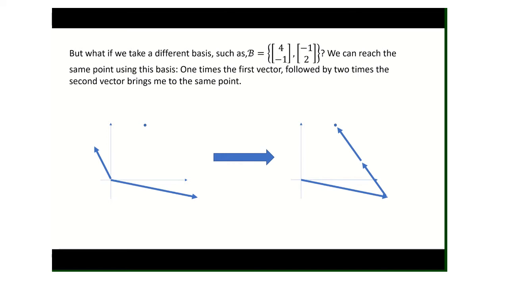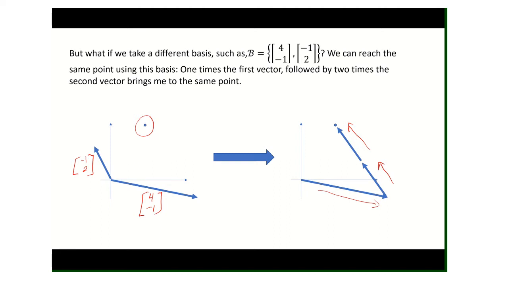But what if we take a second basis? If we take this basis here, (4, -1) and (-1, 2), that is, again, a basis. It's not the one that we normally use, the one that we're used to and very comfortable with, but it is a basis. And we can describe how to get to that same point using that basis. What do we do? Well, we go once over the first vector, then 2 times in the direction of the second vector. It brings me to the exact same point. I've just gotten there a different way using a different basis.